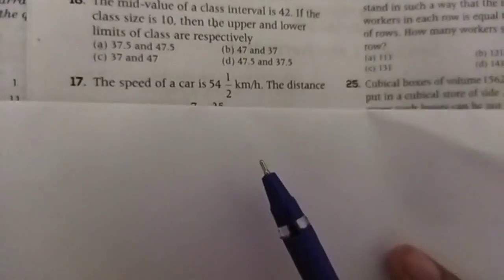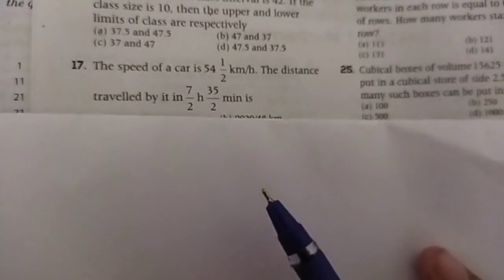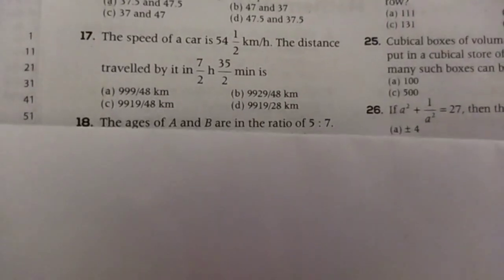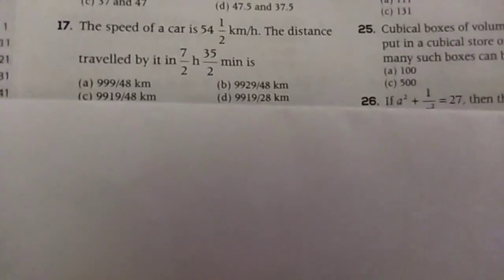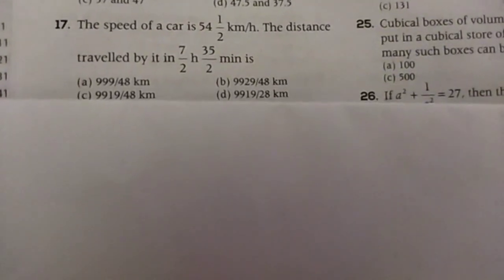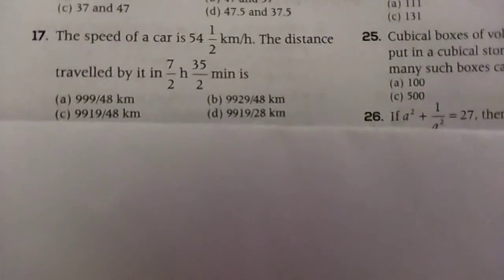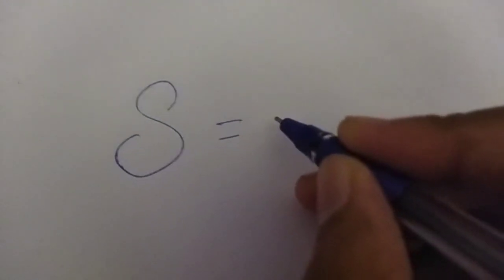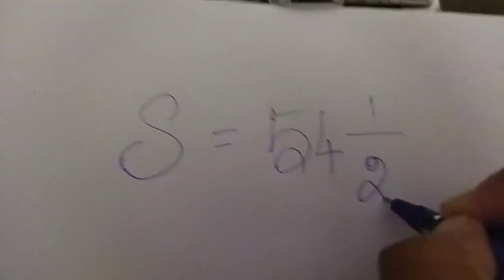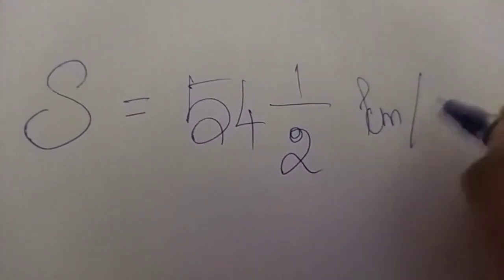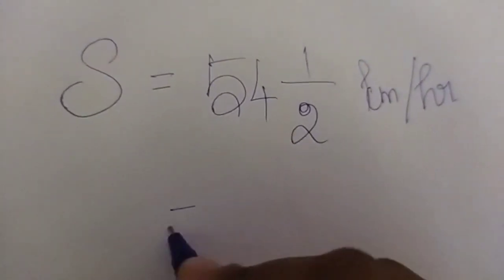Okay. Next, the speed of a car is 54 1/2 kilometers per hour. The distance traveled by it in 7/2 hours and 35/2 minutes, so we need to find. Here it is given in fractions itself, so we can represent the answer in fraction. Let me take speed as s. Speed is given as 54 1/2 kilometers per hour. Let me convert this speed to an improper fraction.